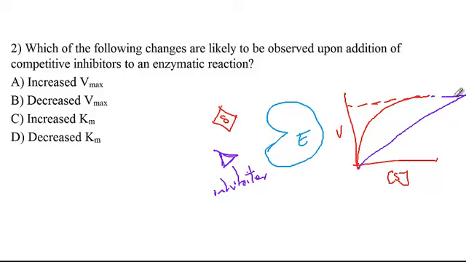All right, so Vmax still will be reached, but at a higher substrate concentration. So what happens in this case is that Km would increase, but Vmax remain the same. So choice A is incorrect because Vmax is not changed, so is choice B, and then the correct answer here would be increased Km. All right, so choice C would be the correct answer.